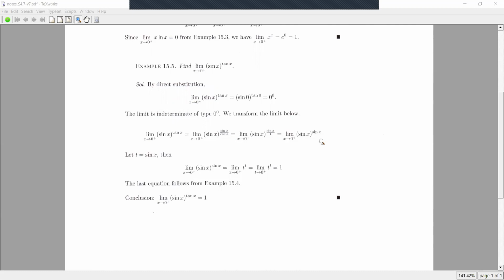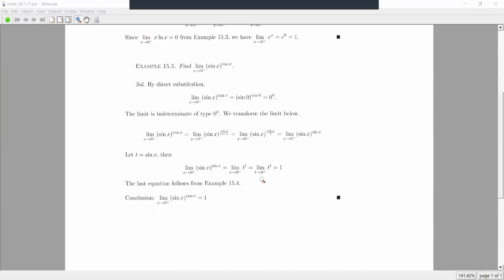Okay, now here I make a change of variable. I let t be sine of x. Then this limit becomes t over t, where t is sine x. When x approaches 0, t approaches sine of 0. Sine of 0 is 0. So x approaches 0 is equivalent to t approaches 0.